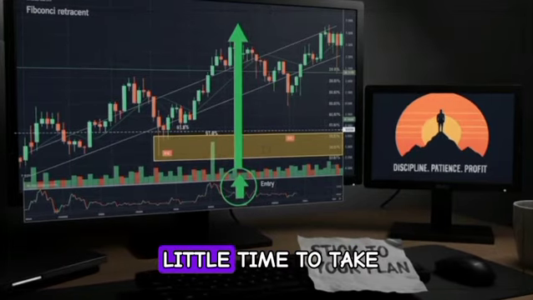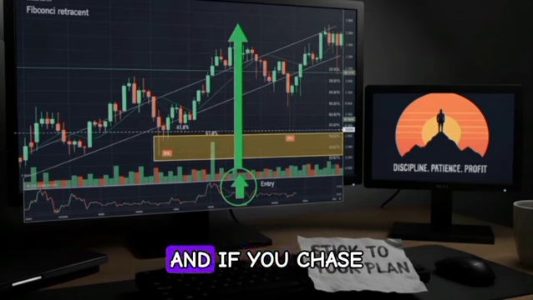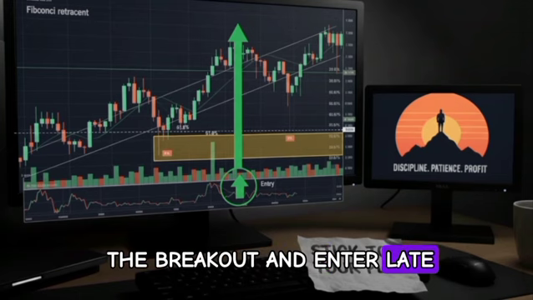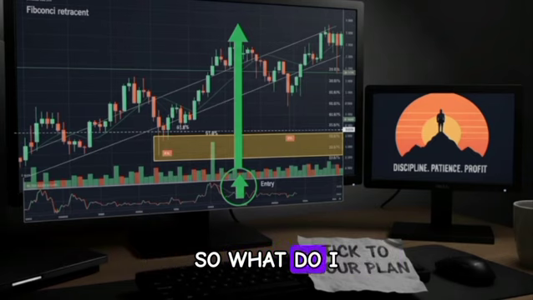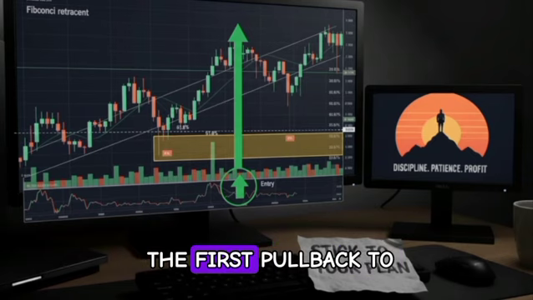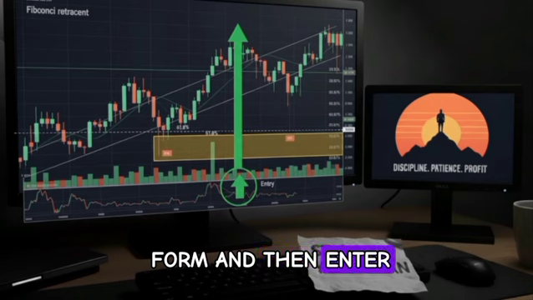This gives you very little time to take the entry, and if you chase the breakout and enter late, your risk to reward can become very poor. So what do I do? I wait for the first pullback to form and then enter.